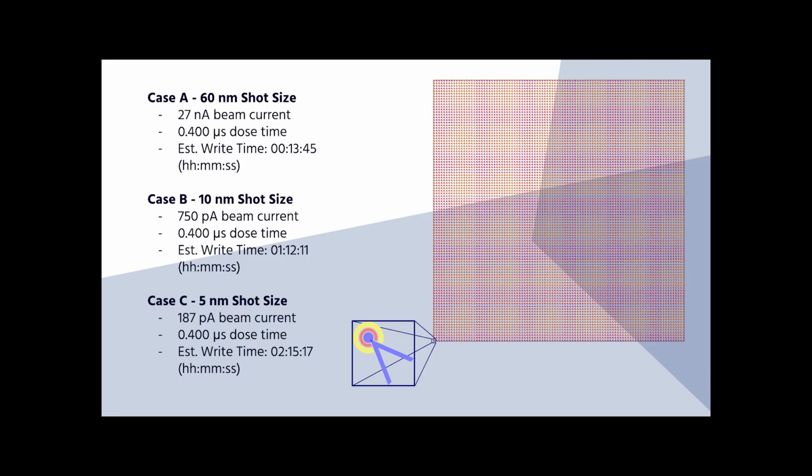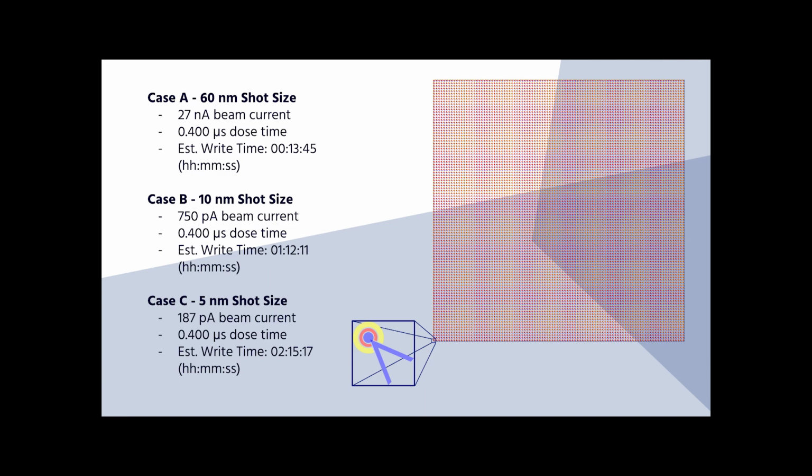What does this look like in practice? Well, let's look at our example pattern again and consider our 3 different shot sizes. In order to make this a more relevant example, I have arrayed each individual element to form a larger pattern. In case A, we're using the overly large 60 nanometer shot size. To run at the chosen dose time of 400 nanoseconds, this will require a beam current of 27 nanoamps. On the high side, but probably doable, and the estimated write time will be just shy of 14 minutes.